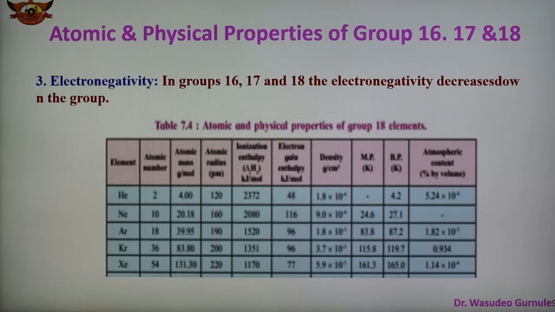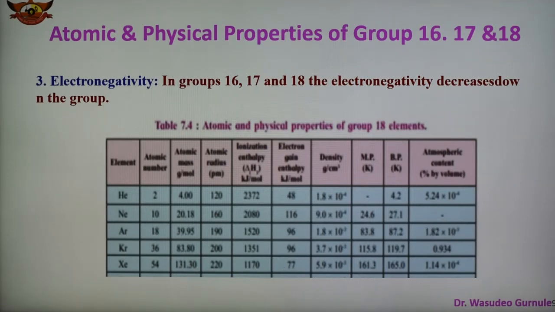So the first two groups, that is group number 16 and 17, show electronegativity, and the table also shows the value of electronegativity. We can say that in group number 16 and 17 the electronegativity decreases down the group. Oxygen has the highest electronegativity next to fluorine, because fluorine is the strongest of all the elements. Halogens have very high electronegativity, and fluorine is the most electronegative element in the periodic table. So this is the third property, and values are also given in the table.